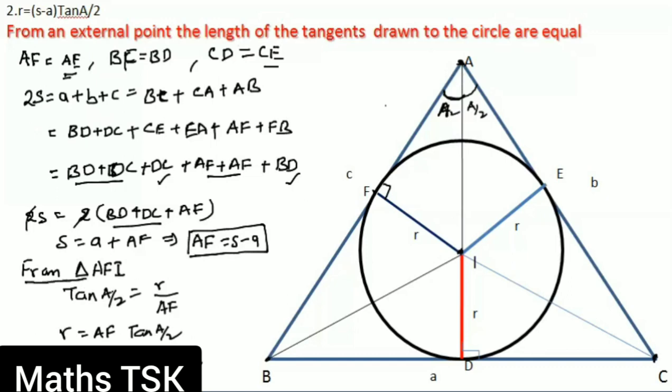From triangle AIF, tan A by 2 is opposite side r by AF. In order to find AF, I have taken this condition: from an external point, the lengths of the tangents drawn to the circle are equal. So from point A, AF and AE are equal. From point B, BF and BD are equal. From point C, CE and CD are equal.